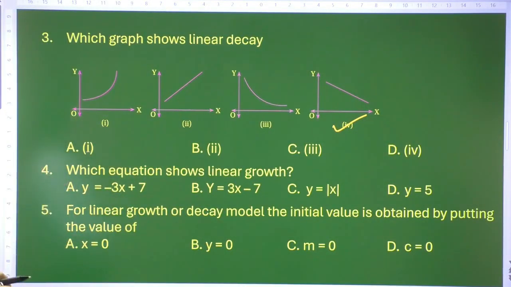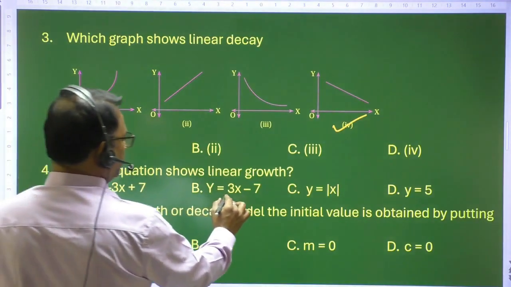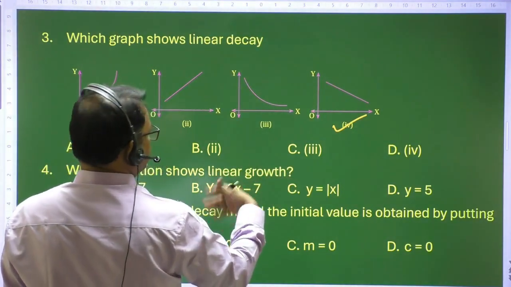Which equation shows a linear growth? Linear growth is a straight line. Now, which equation shows a linear growth where the slope should be positive? Here the slope is negative, so it is linear decay. Here the slope is positive, so it is linear growth.